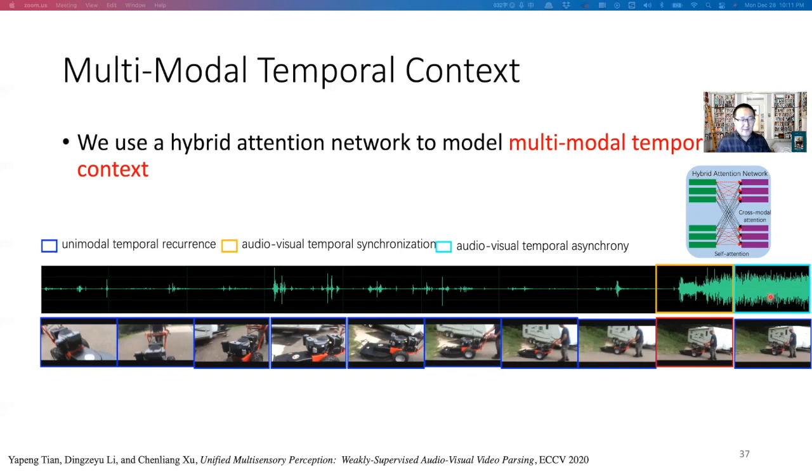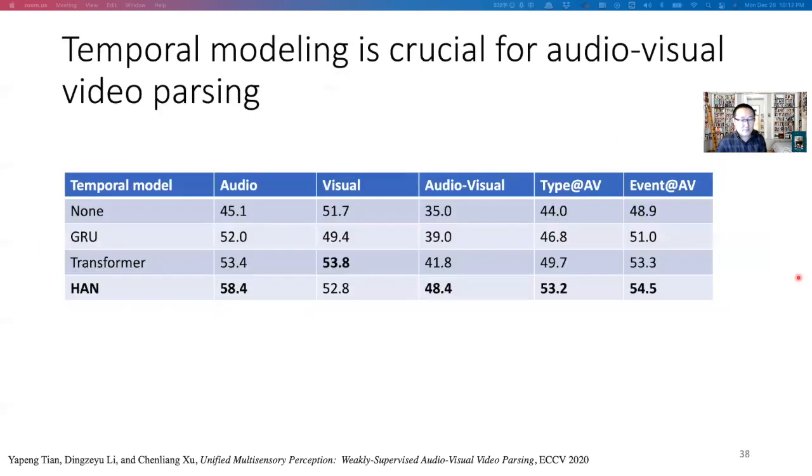So how to fully explore the multimodal temporal context? To achieve effective modeling, we propose a hybrid attention model. It will use both self-attention and cross-modal attention to individually model the unimodal information and the cross-modal information. We compare to the widely used GRU and transformer models. Our model shows better performance, which shows the effectiveness of our model in handling multimodal contexts.